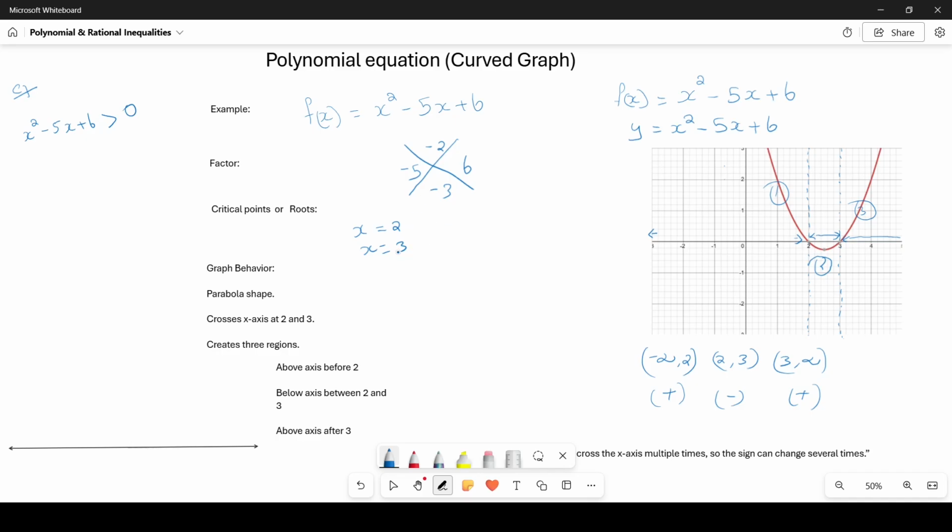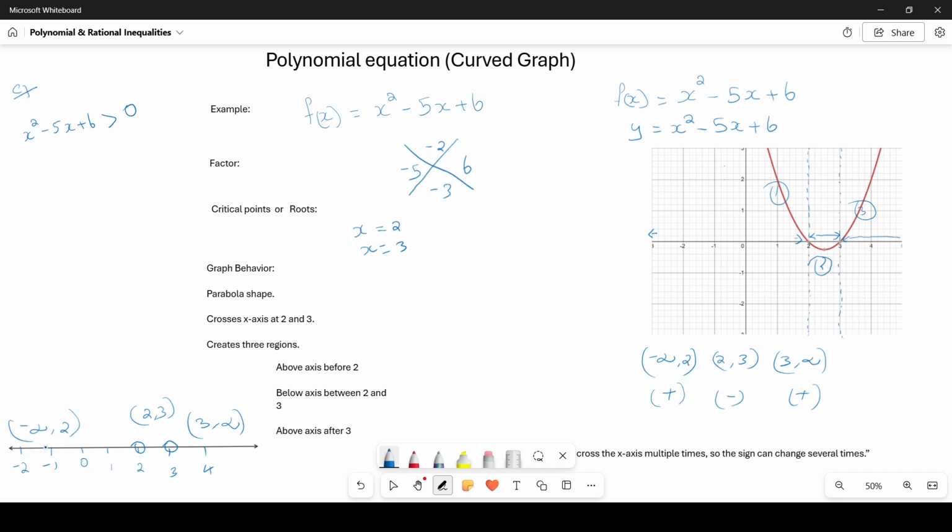Now we have the two critical points, so we mark them on a number line, starting here from 0, marking 2 and 3. By marking these two critical points, we divide the entire number line into three regions. One interval is minus infinity to 2, the second interval is 2 comma 3, and the third interval is 3 comma infinity. These are the three intervals.